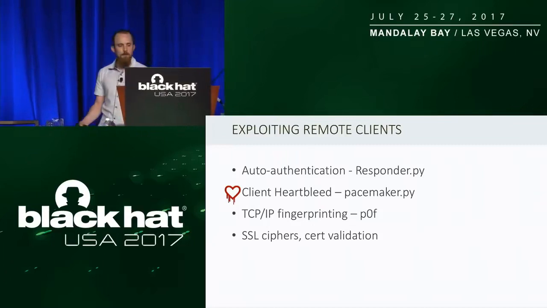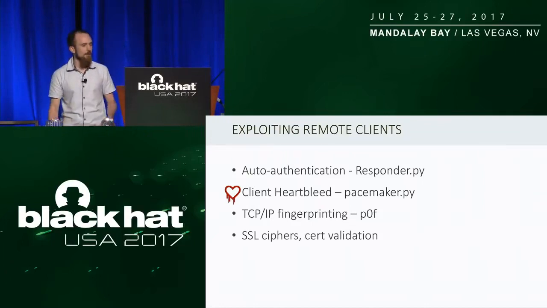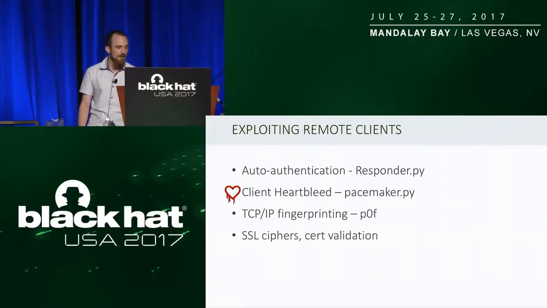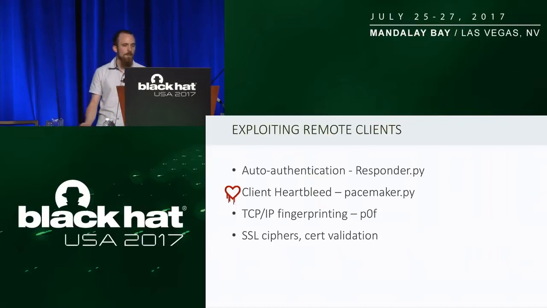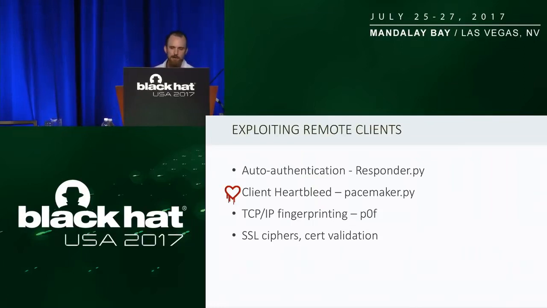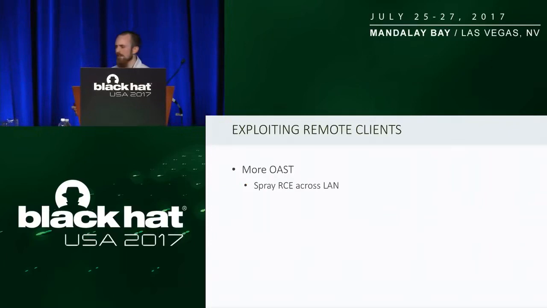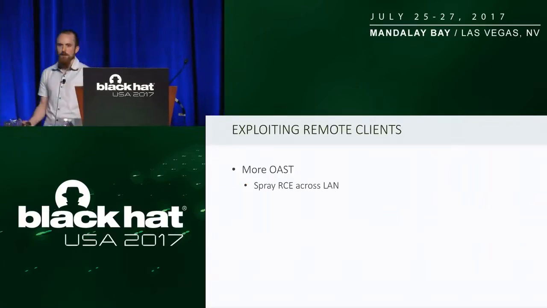You can also try out Pacemaker, which is a Python fake SSL server that tries the lesser used client Heartbleed attack on connecting clients. And that did work on one of my targets. So on a site that I had blind server-side request forgery on, I was able to make them connect to my server and read memory from their back end, which was quite cool. Also, you can use tools like p0f to do TCP/IP fingerprinting and the like. But that's a bit boring, right? Off-the-shelf exploits only get you so far. What else can you do?